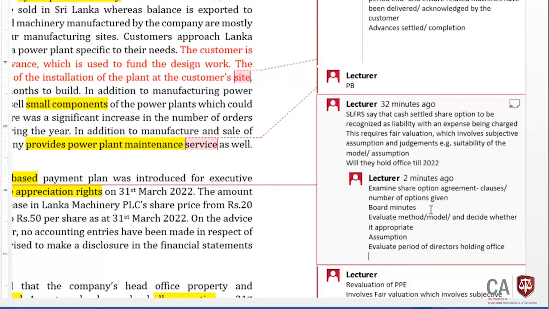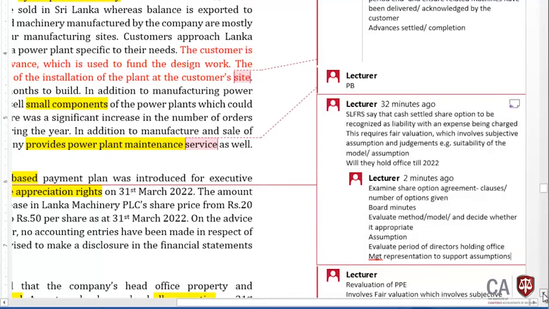And finally, if there is an expert, you can evaluate whether the expert is the right expert who has done this valuation, that part also you can write. And in this kind of situation where it involves management assumption, you can also get a management representation to support assumptions, right. Management representation means management accept that they have used the most suitable assumptions. So, points like that you can write for the answer.